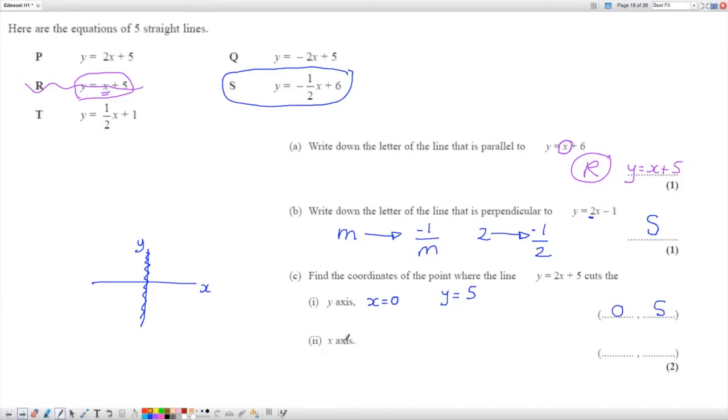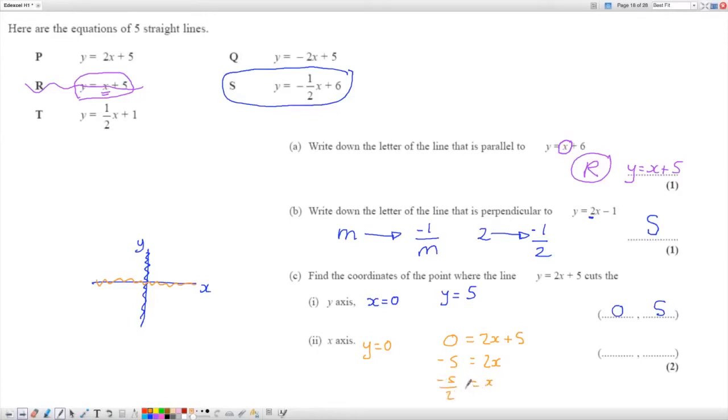Looking now at where it crosses the x-axis. The x-axis is along here. Wherever it crosses, y is going to be equal to 0. So substituting in, 0 equals 2x plus 5. Solving for x, take away 5 from both sides. 2x is equal to -5. So x is equal to -5 over 2.